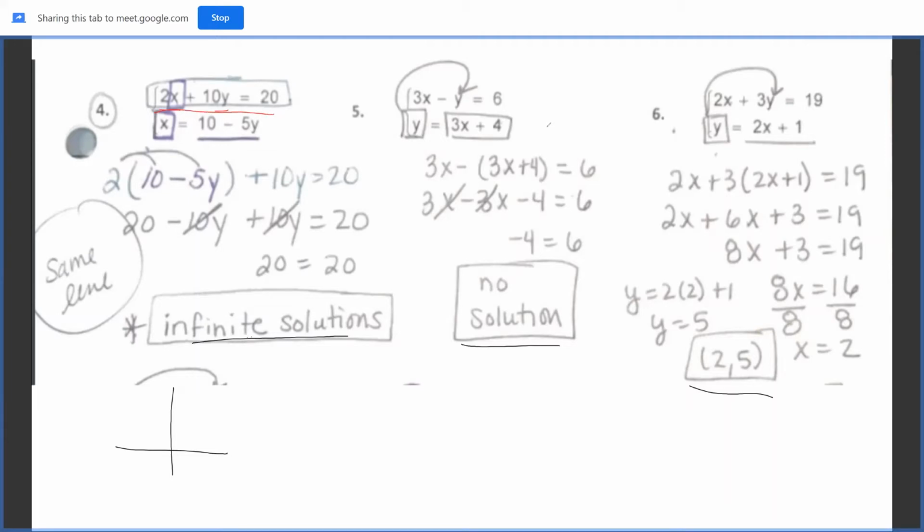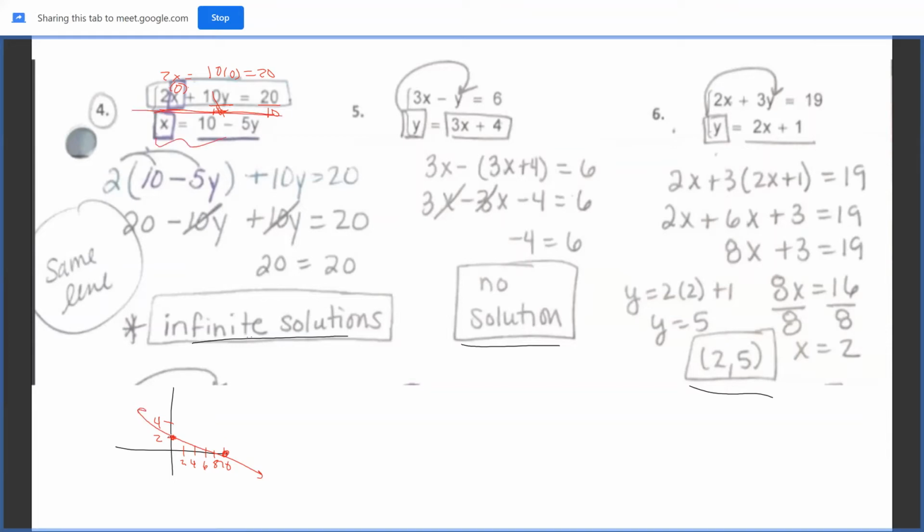We will see that the x-intercept is 10, because we want to find out what happens when y is 0. Well, when y is 0, we get x equal to 10. So it's going to cross the x-axis at 10. When x is 0, y is going to be 2. So it's going to cross the y-axis at 2. So this is the first line represented by that first equation.